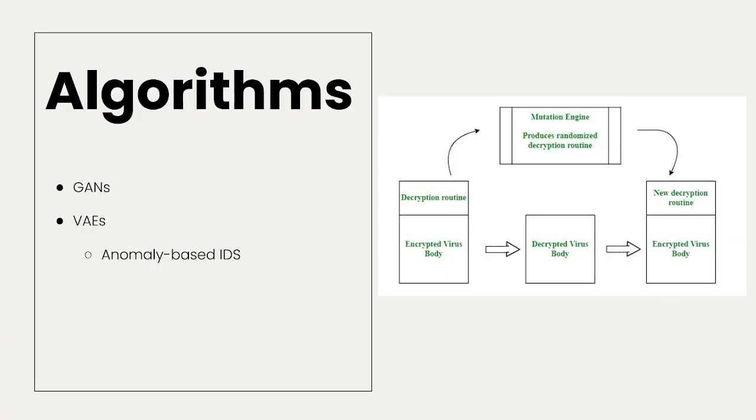So the algorithms that could work for this module are again GANs and VAEs, and they could both be used in a mutation type of process like is shown in the image to the right. But they could both be mitigated with something like an anomaly-based IDS, or some solution that uses out-of-the-ordinary triggers to alarm a user when there is a polymorphic mutation occurring in a system.